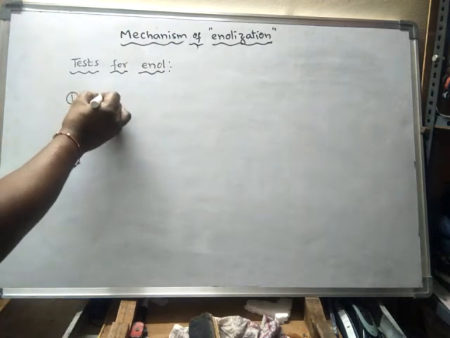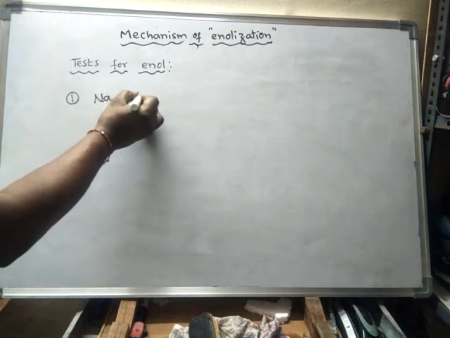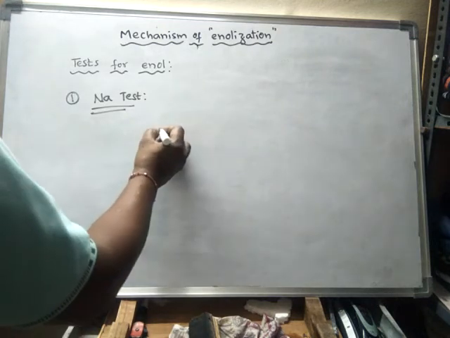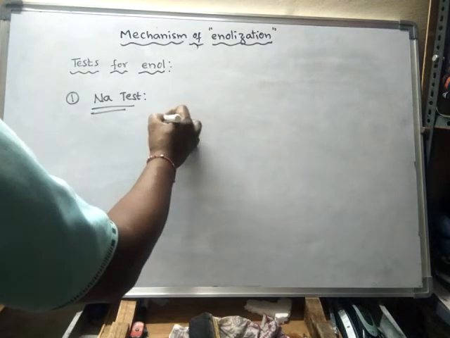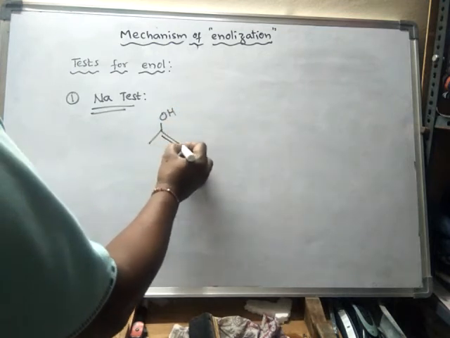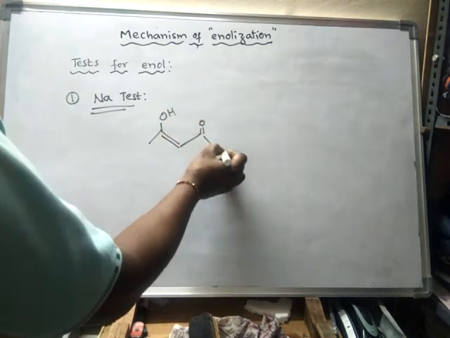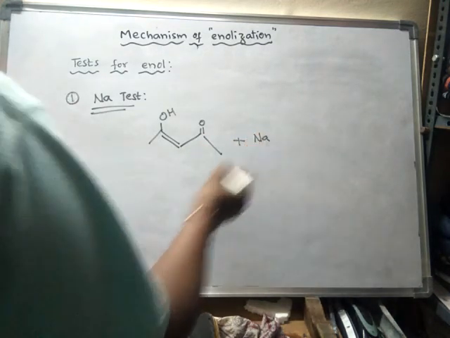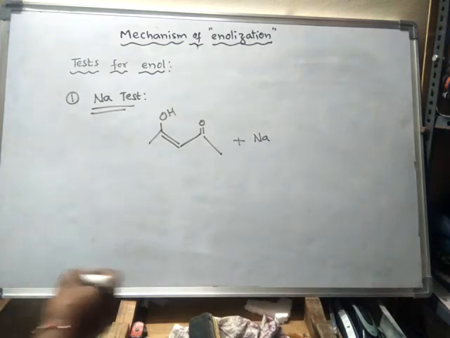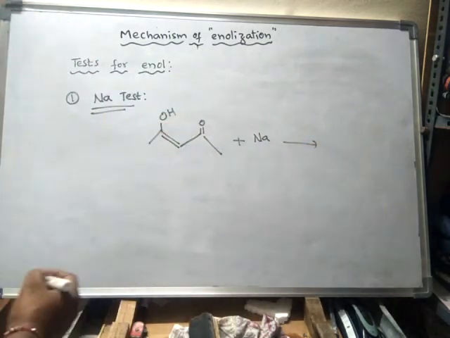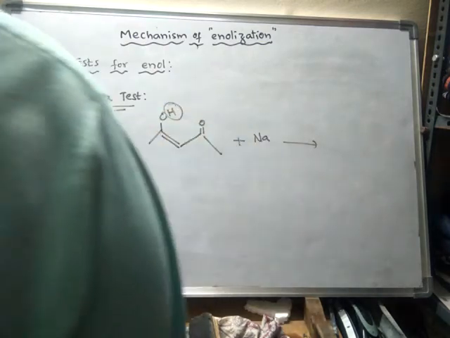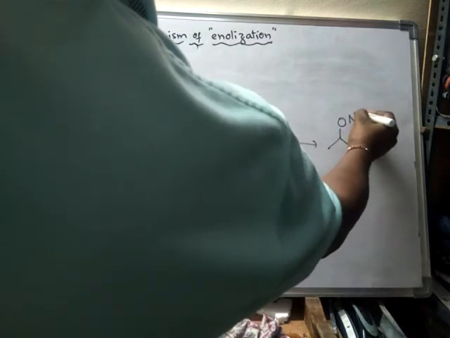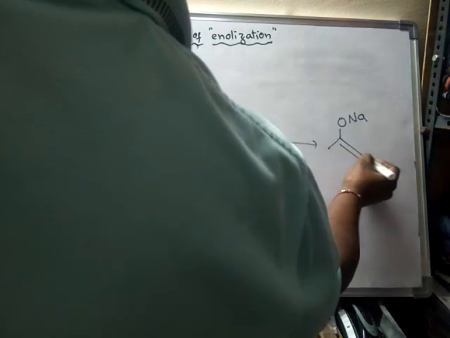The first test is the sodium test. When enol is present and it is made to react with sodium metal, what happens? The hydrogen is replaced by sodium. So now it forms this structure.